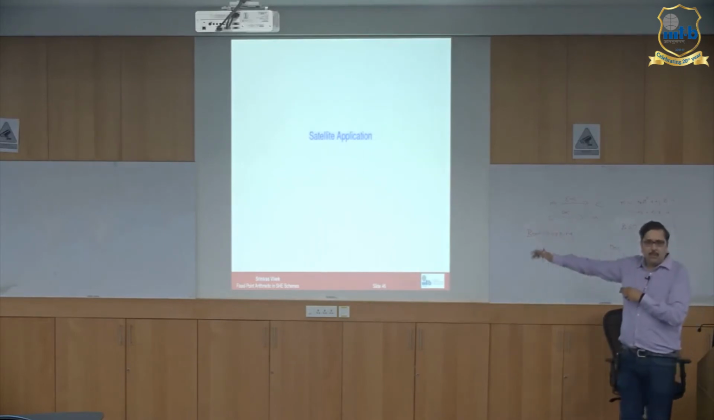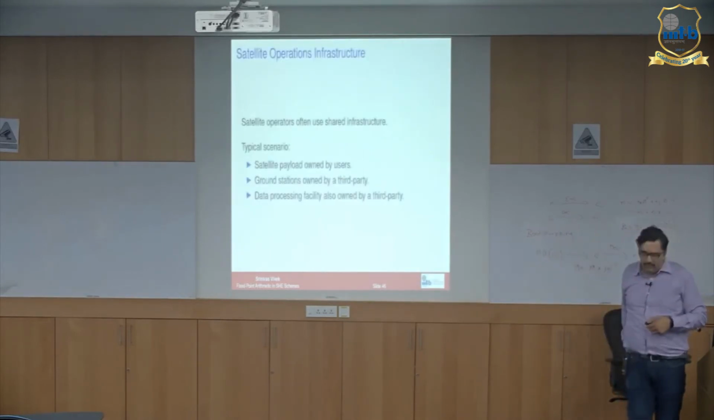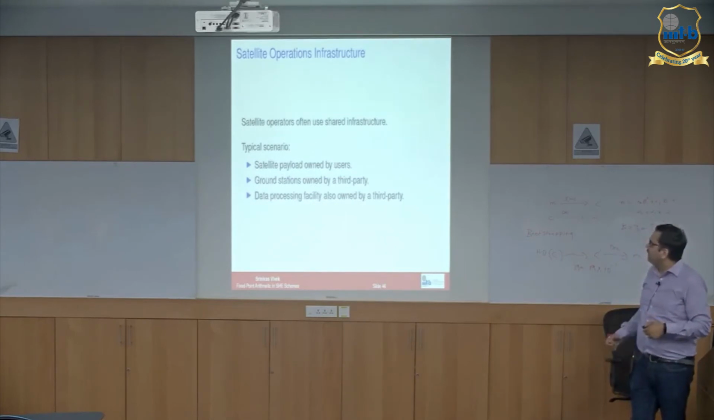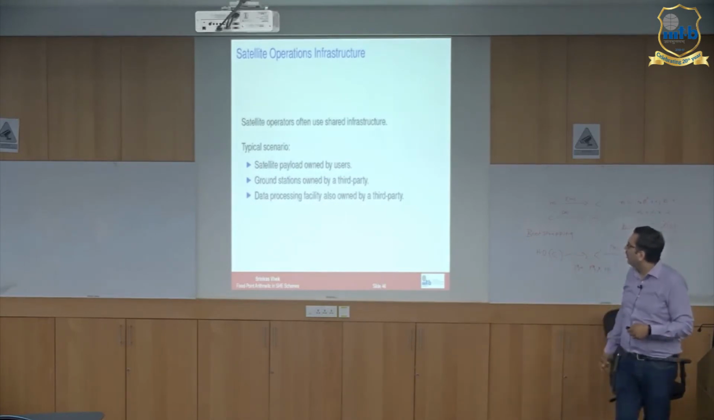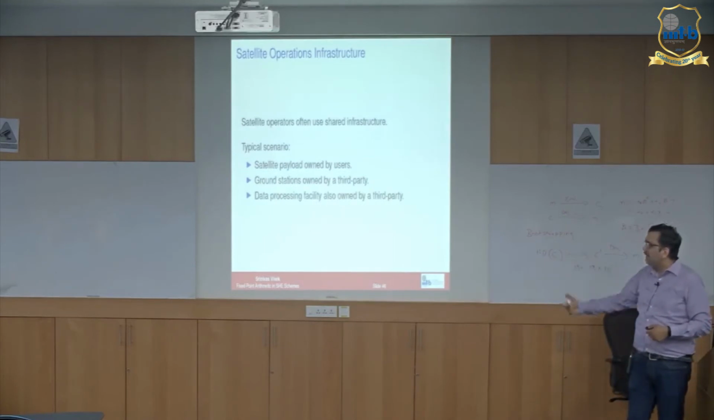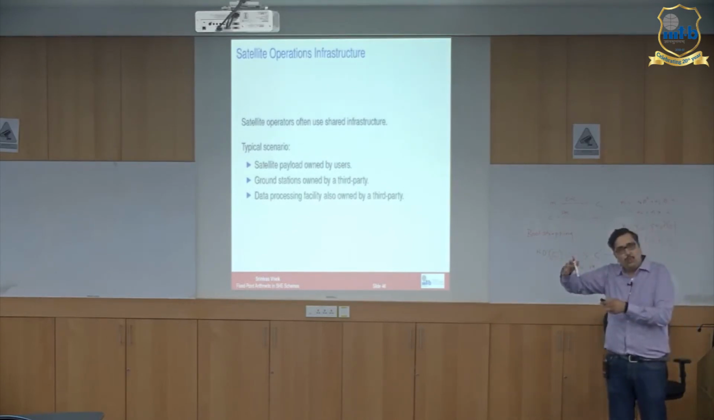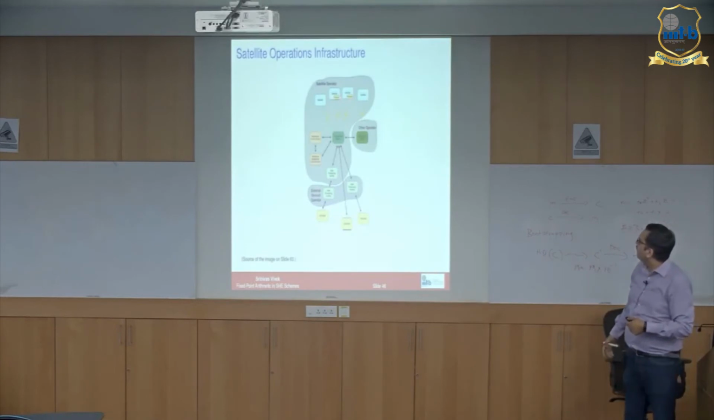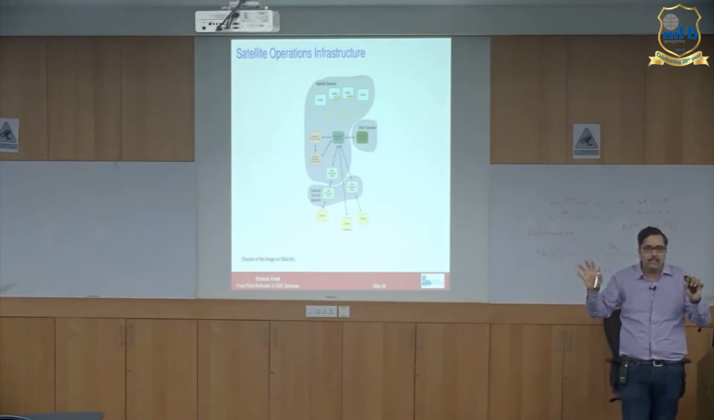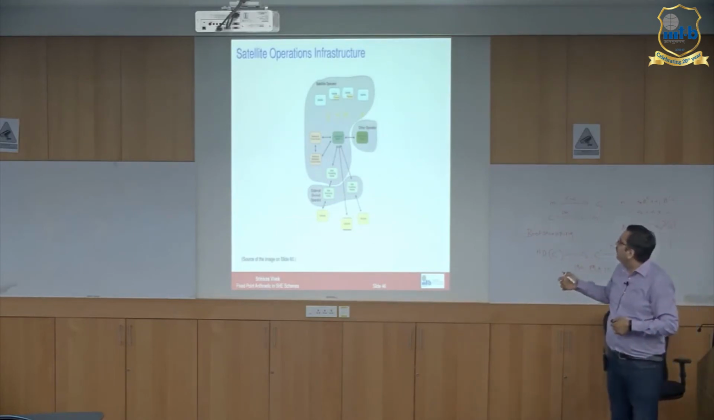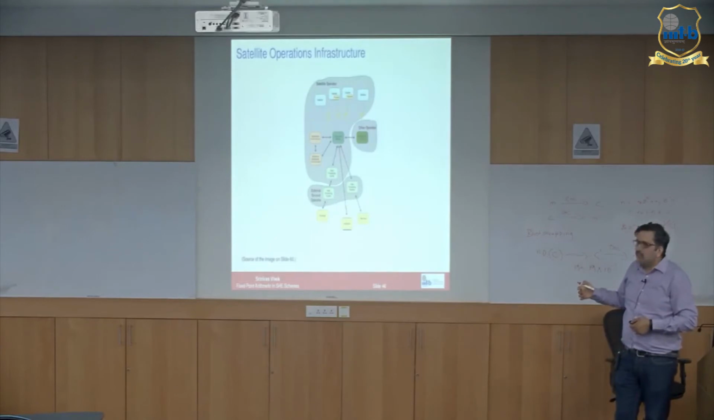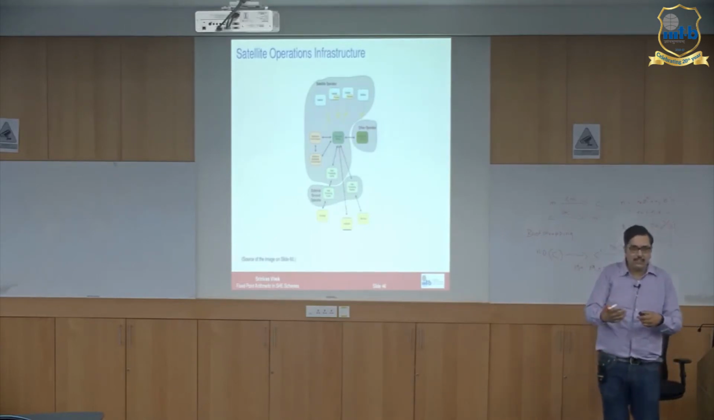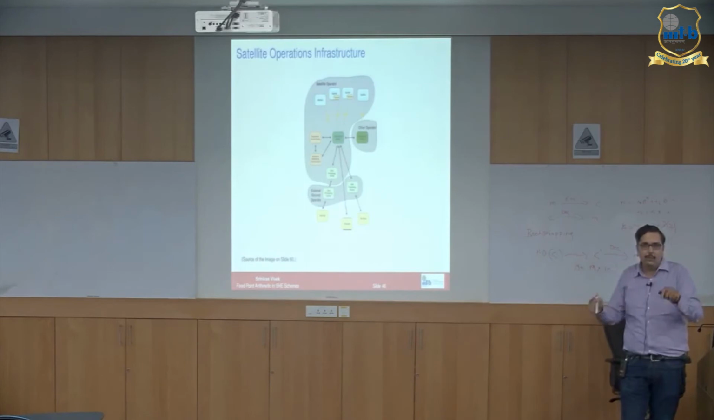So let me quickly go to the application. As I mentioned briefly in the beginning, all these satellite operators use shared infrastructure. For example, a satellite payload is owned by users, ground stations are owned by a third party, and of course the data processing facility is owned by some other party. So here we have the satellites, then the ground stations, all owned by different parties. If the satellite collects raw data, basic processing is done, and then it's distributed to the respective users.